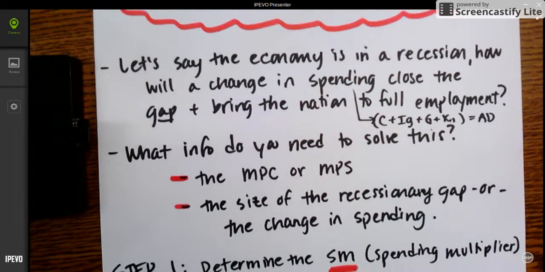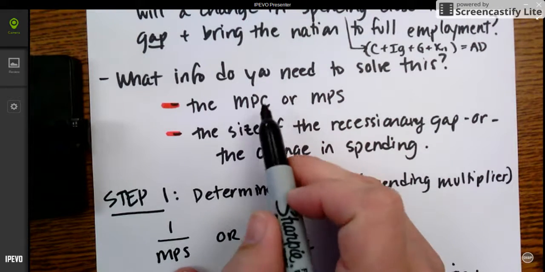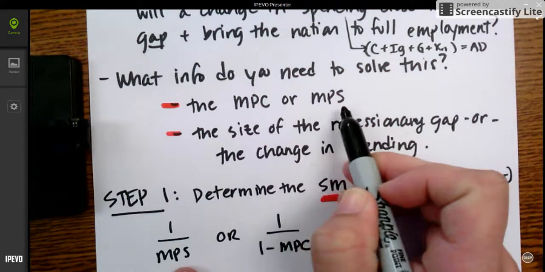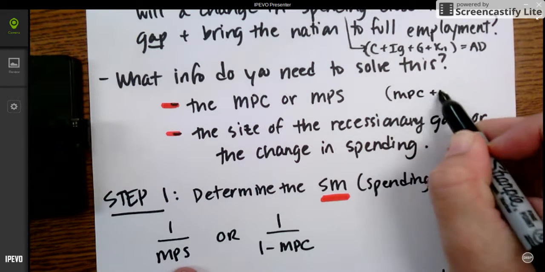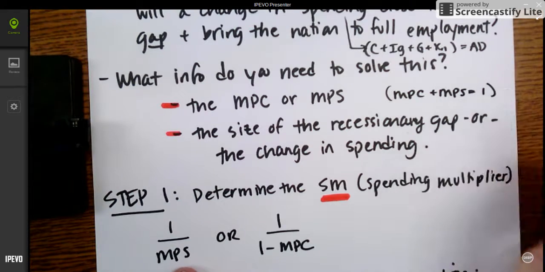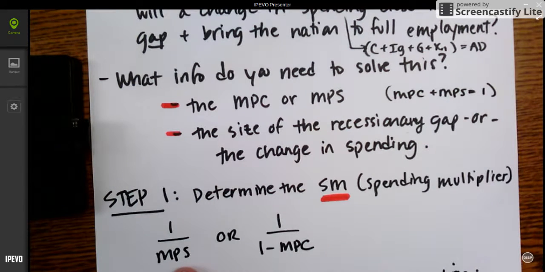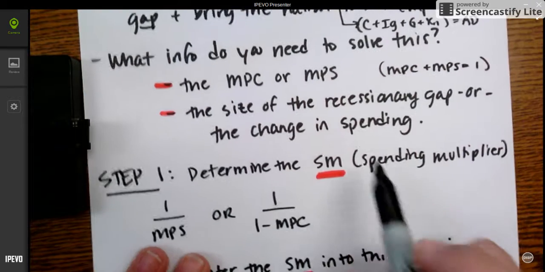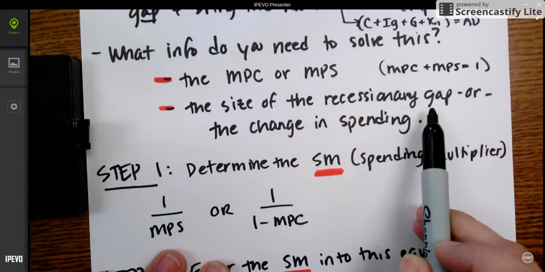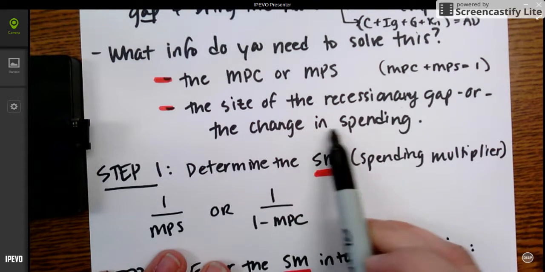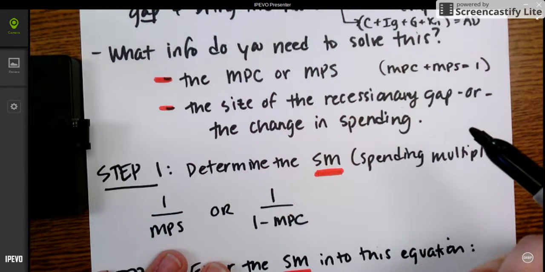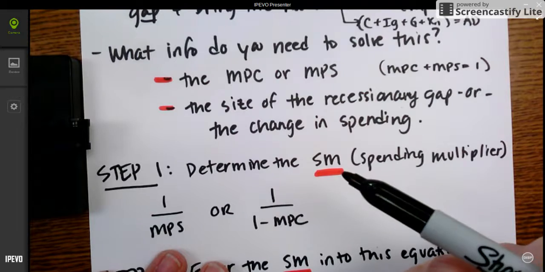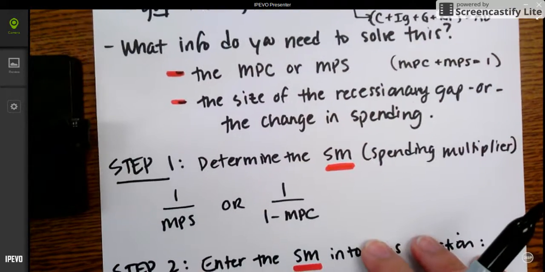So what info do you need? Well, first of all, you need the country's marginal propensity to consume or the country's marginal propensity to save. Because these two things add up to one, as long as you have one of these, you will be able to solve this problem. You also need to know the size of the recessionary gap, or you might be given the change in spending and then have to determine what the size of the recessionary gap was or determine the change in GDP. So what's your first step?